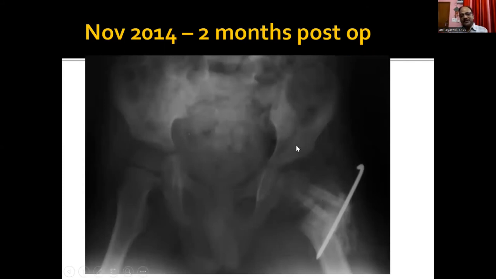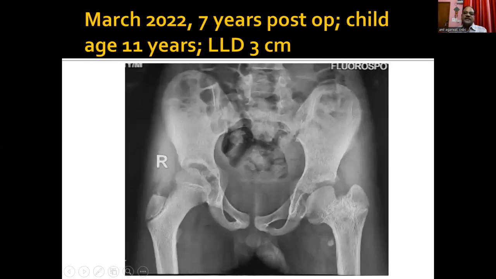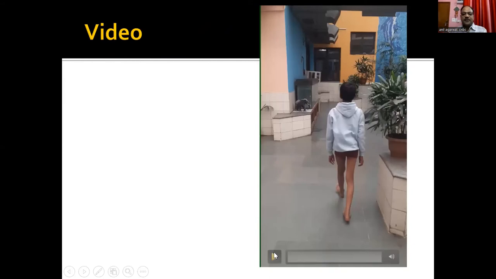The procedure can be better appreciated in the 2-month post-operative picture. You can see a valgus osteotomy, additional bone graft, and a simple K-wire, because the medial cortex was kept intact, so a simple fixation method could work. So this is 6 months, and we have a 7-year follow-up for this child. The child just came after the COVID period. You can see an enlarged epiphysis and a contained acetabulum. There was some shortening. This is how the child can squat and sit cross-legged, and this is how he walks.